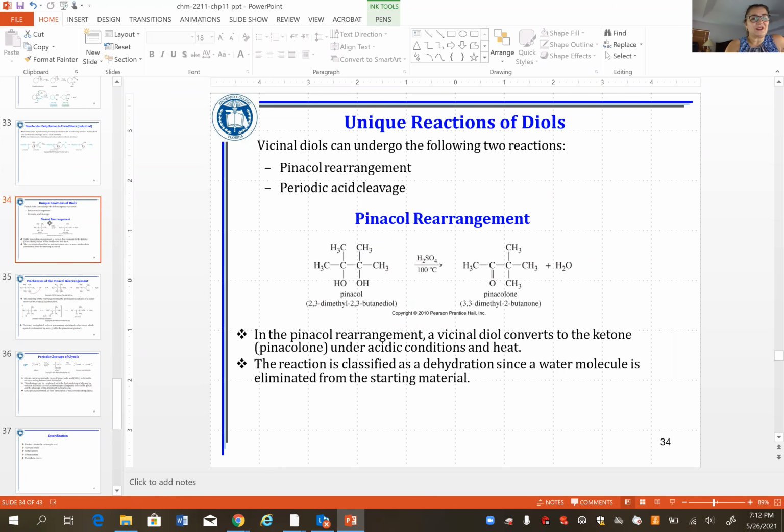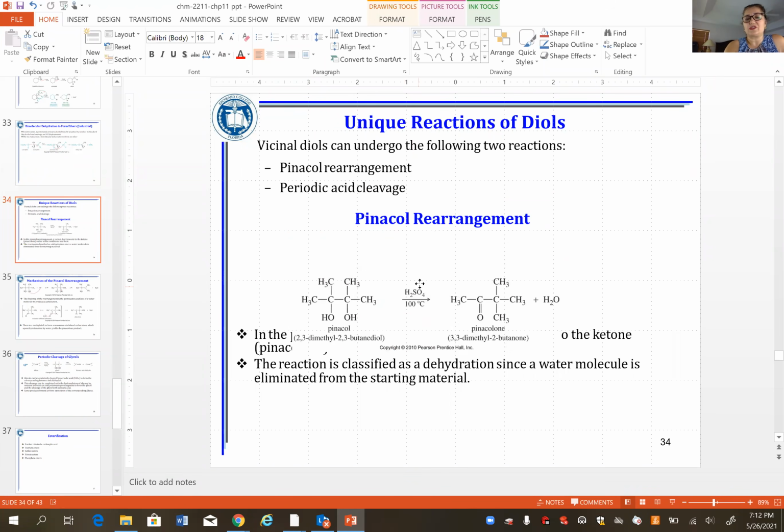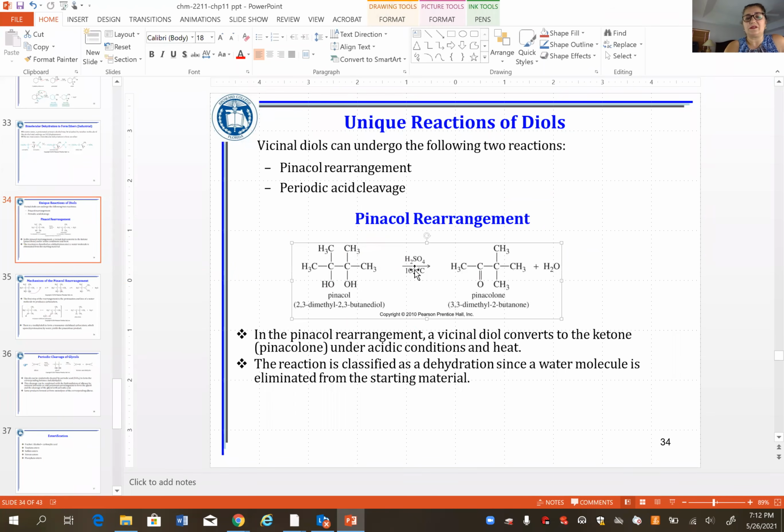There is a very unique reaction for the diols, known as the Pinacol Rearrangement, where a diol changes to a ketone. Just know the condition for it: it is a dehydration, but at the same time it involves a rearrangement. This is the Pinacol Rearrangement. The reactant is a diol, the product is a ketone.